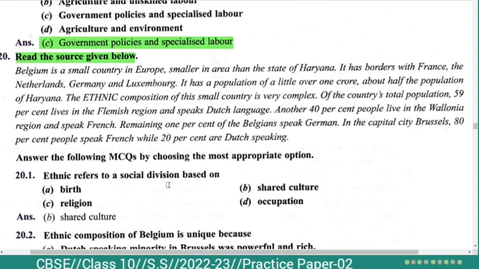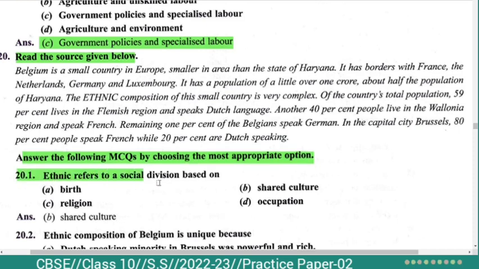Of the country's total population, 59% lives in the Flemish region and speaks Dutch language. Another 40% people live in Wallonia region and speak French. Remaining 1% of the Belgians speak German. In the capital city, Brussels, 80% people speak French while 20% are Dutch speaking. Answer the following MCQ by choosing the most appropriate option.